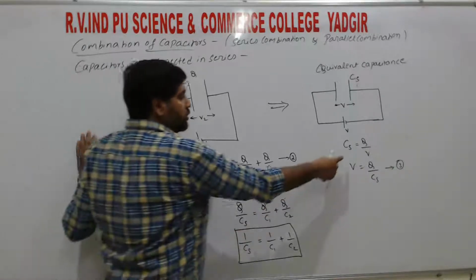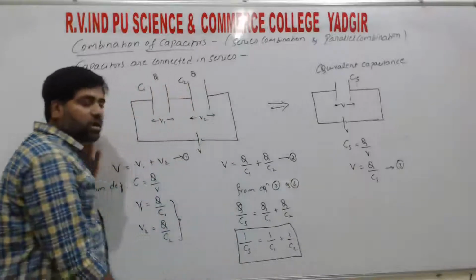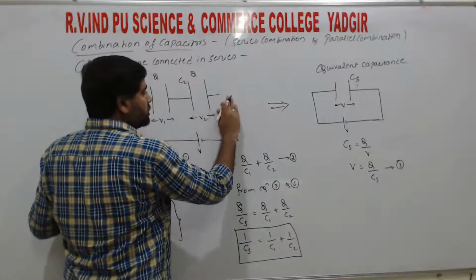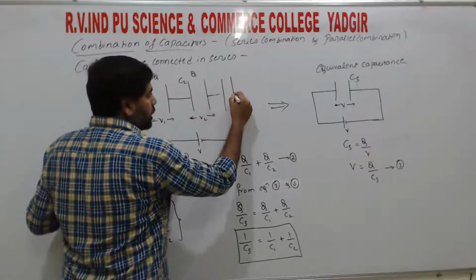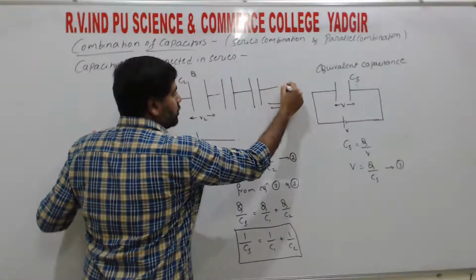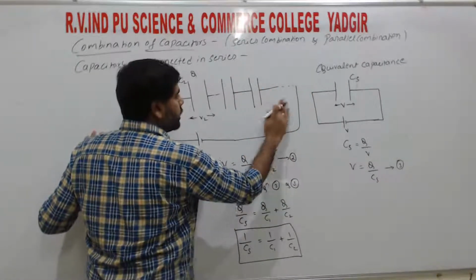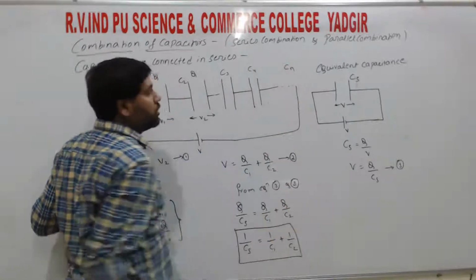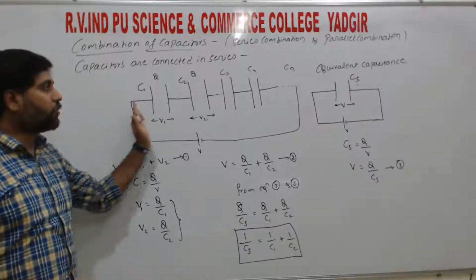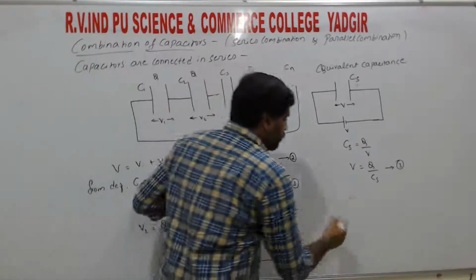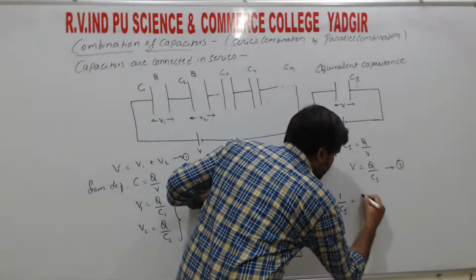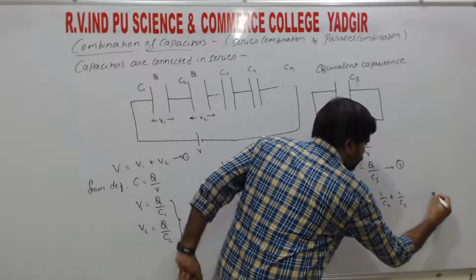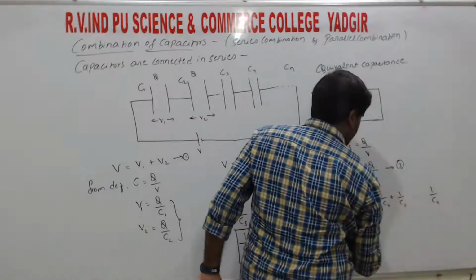So Cs, the suffix s, represents the capacitances which are connected in series. So if we have more capacitors connected in series, C3, C4 and up to Cn, so if we have any n number of capacitors connected in series, the formula is 1 by Cs is equal to 1 by C1 plus 1 by C2 plus 1 by C3 and so on up to 1 by Cn.